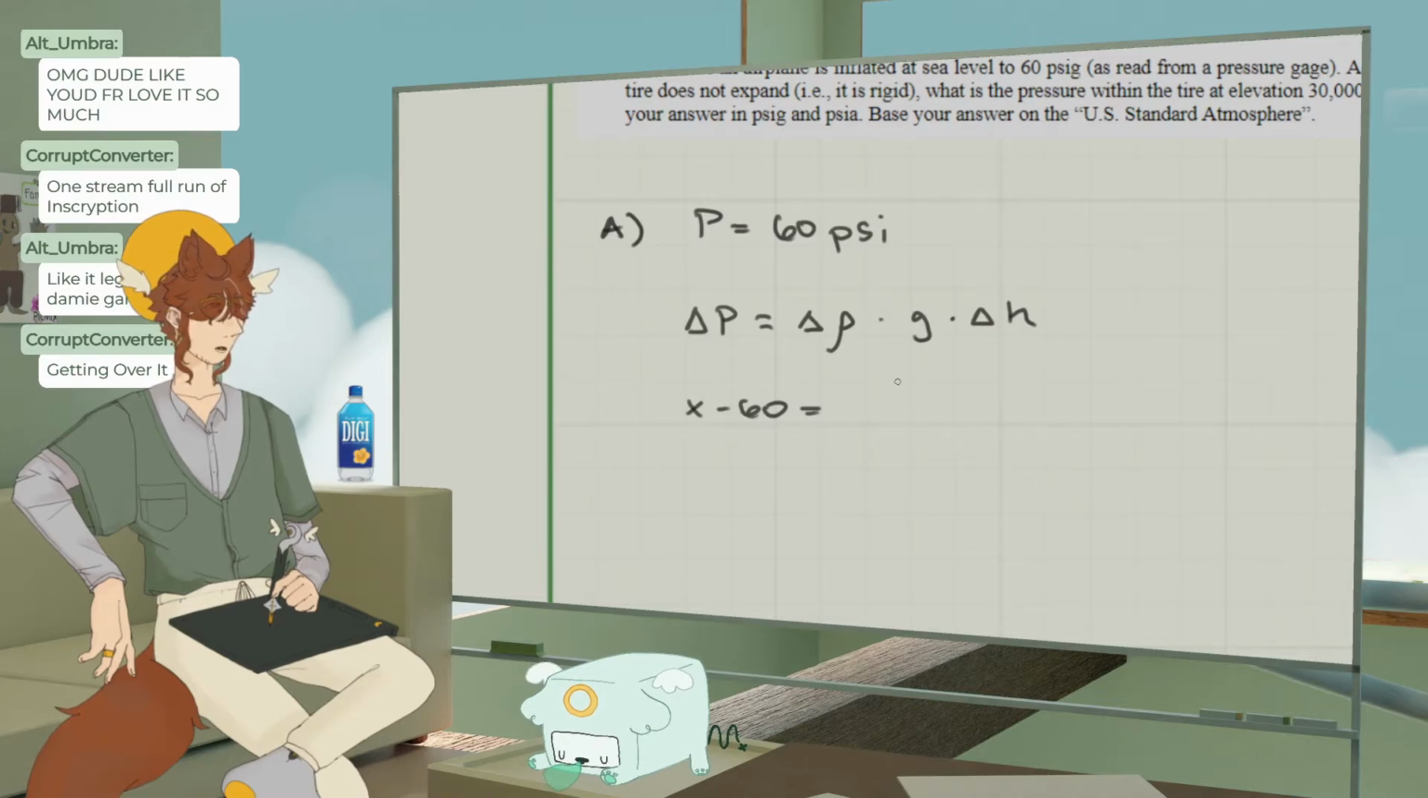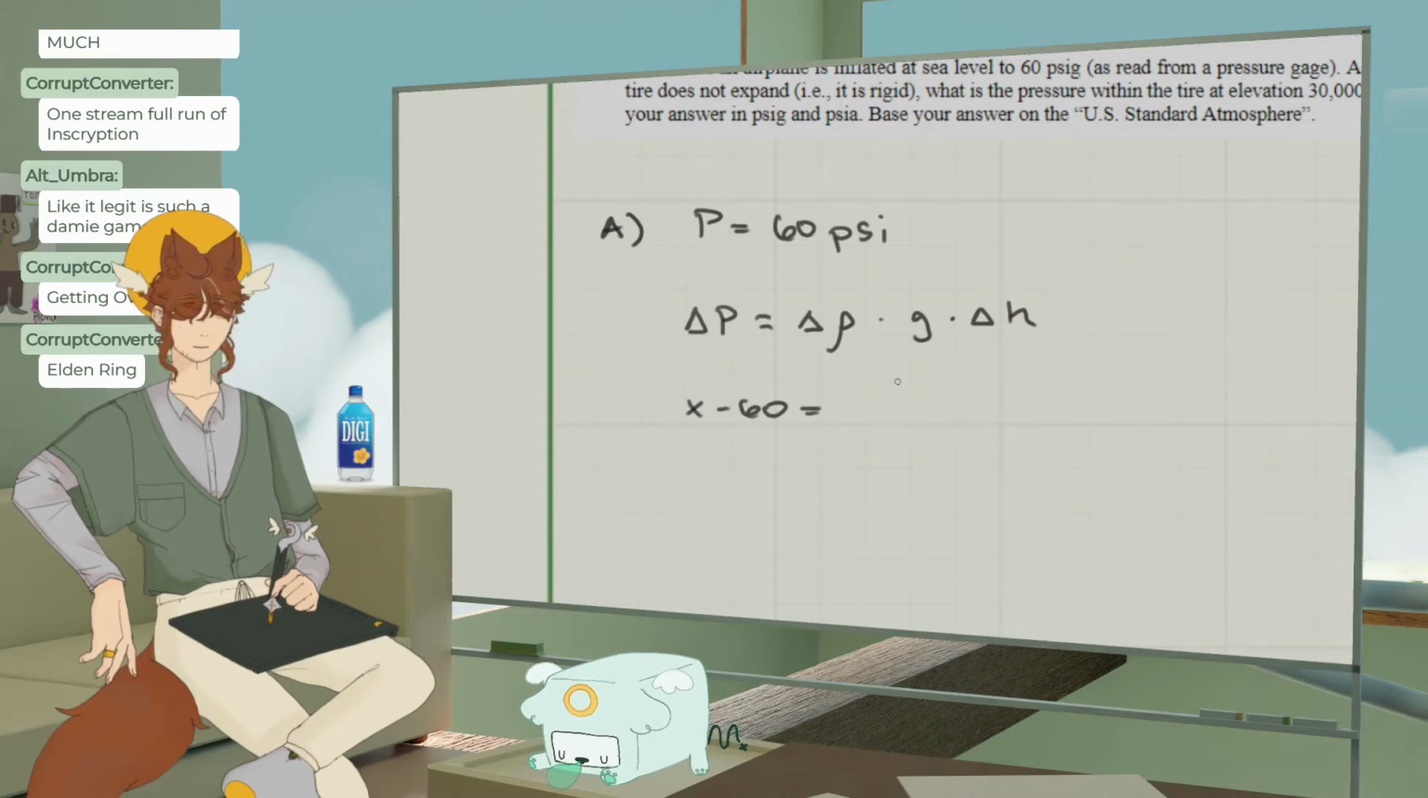Properties of air at atmospheric pressure. Oh, here we go. Getting these all out of order, which is not great.